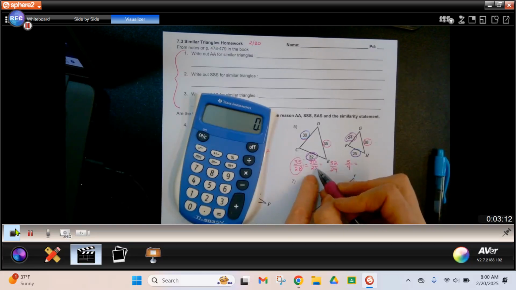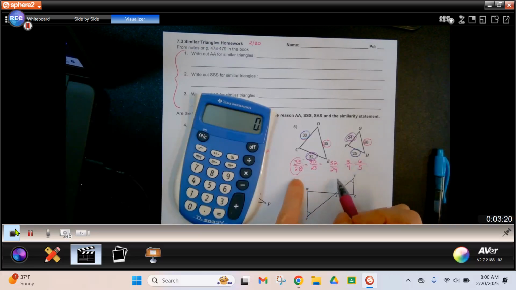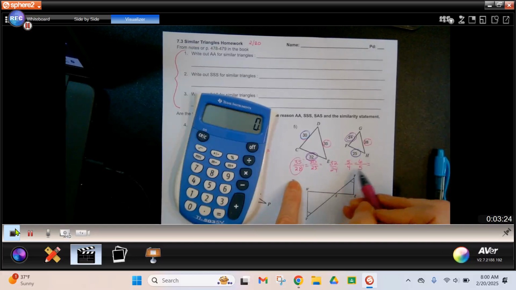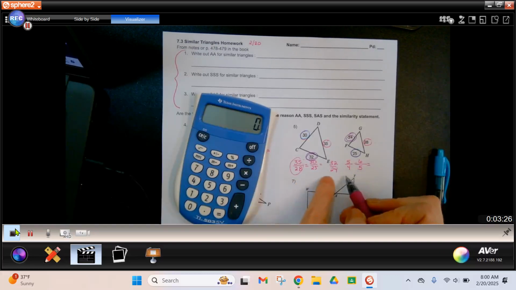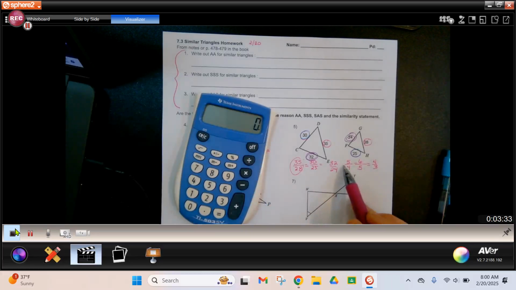Now if I look for a common factor here, I know 5 goes into both of these. So 5 goes into 36, and 5 goes into 25, 5. So now I'm seeing that these are not going to be similar, because look, already the ratios are not the same. But let's just check the last one. If I divide that by 8, that's going to be 4 over 3. Okay, so none of these ratios are the same.